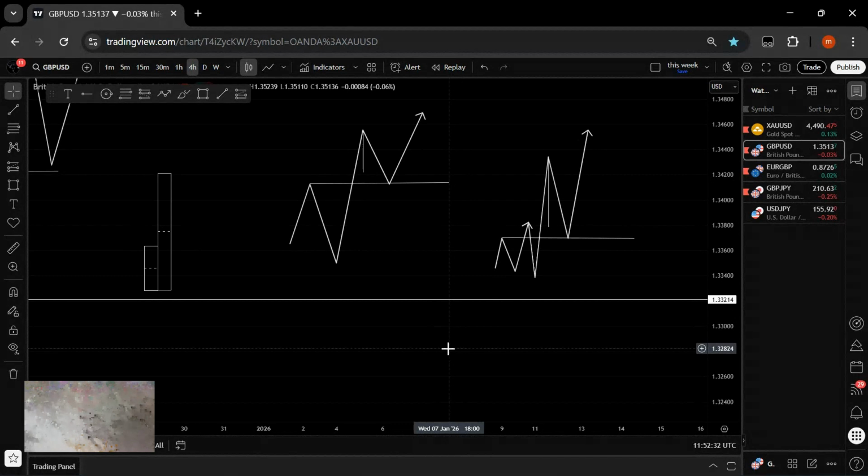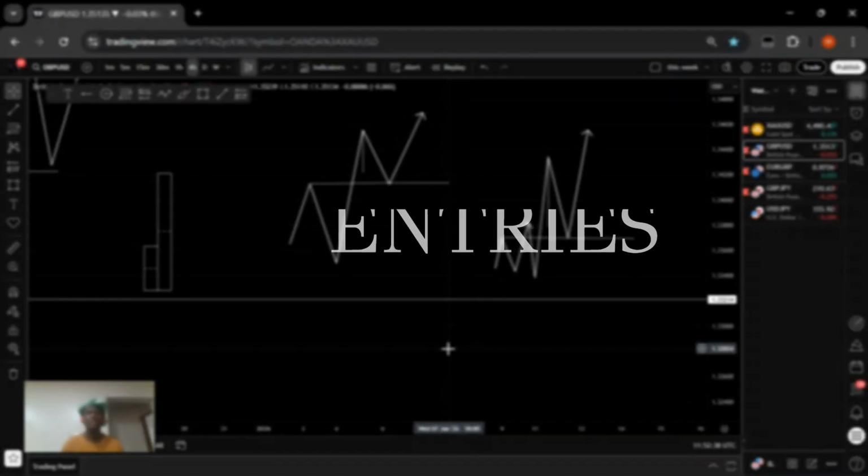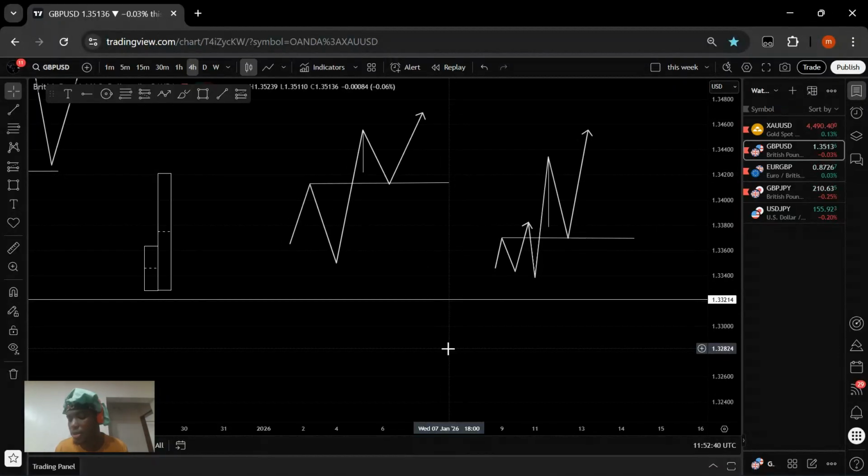Into it. So today, we are going to be talking about entries. Yesterday we spoke about directional bias, where we put together what we've learned so far, from market structure to liquidity to key level, to give us a directional bias. Now, whenever you are dealing with SLK, structure, liquidity, and key level, as a strategy, there are two things you need.